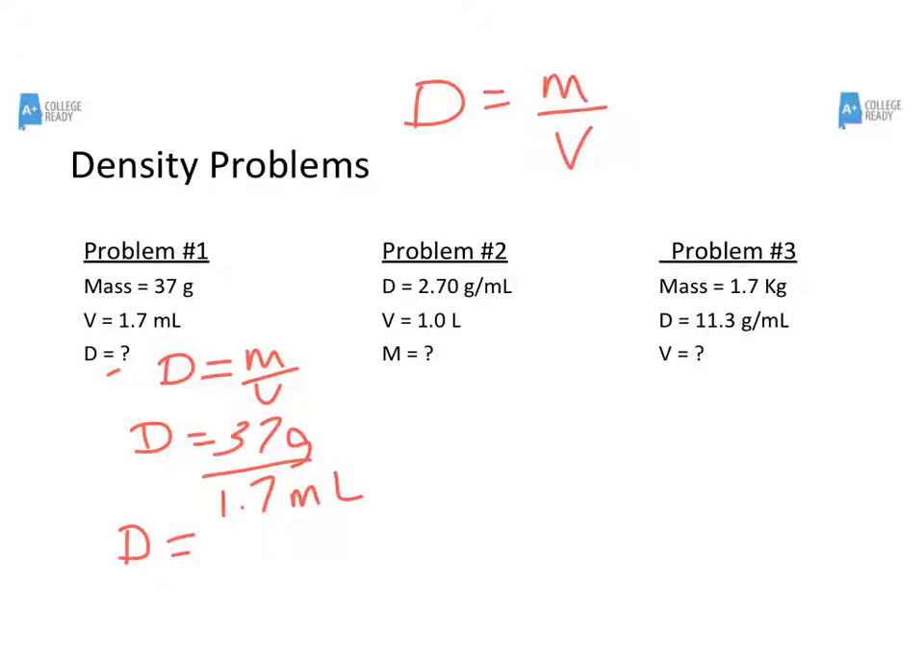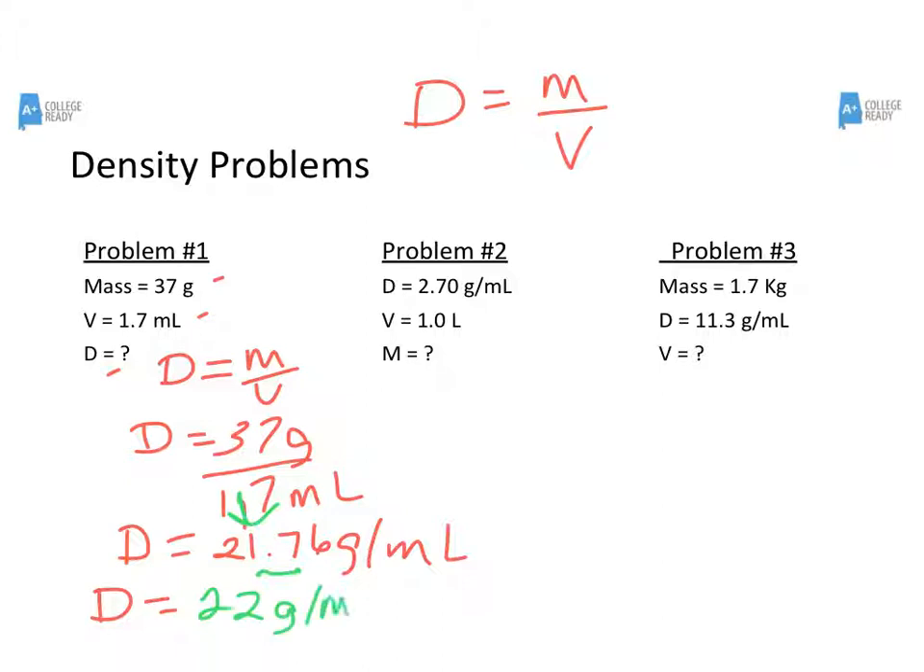Divide the bottom into the top, and I end up getting 21.76 grams per mL. But I only have two significant figures in both of my measurements, so I need to report out my density to two sig figs. Density would be equal to, here's the second significant figure, that 1. I'm going to use this 7 to round that 1 up to a 2. So the correct answer would be 22 grams per mL would be the density of that first problem.